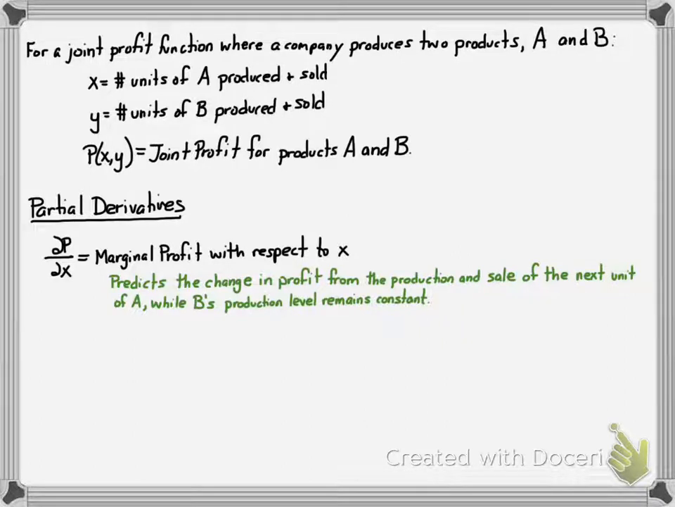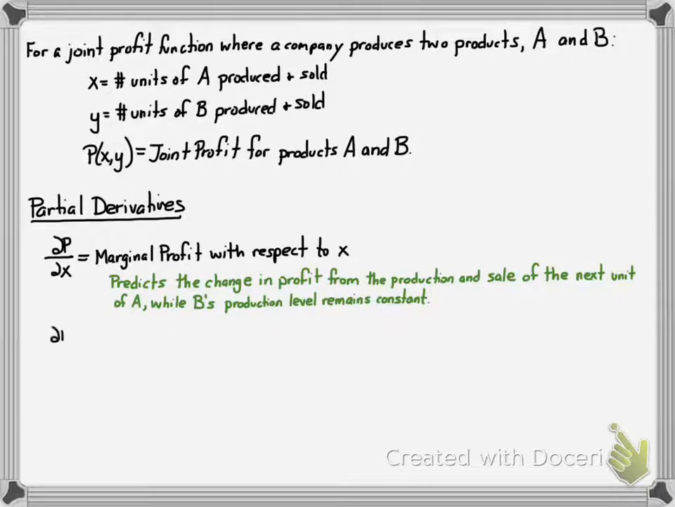So the way that corresponds to how we interpret this in the context of producing and selling two items is that we're allowing that first item, the item associated to the variable x, to be increased in terms of production and sale, and that second item, item B, which is associated to the y variable, is remaining constant. We are not going to produce and sell more or less of that product. That product is remaining at its current production level. All right, so that is our marginal profit with respect to x, or dp over dx.